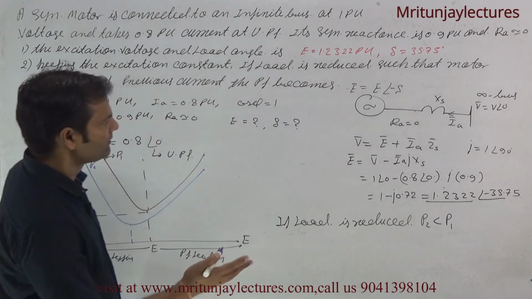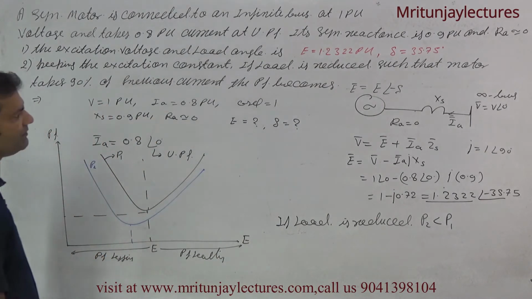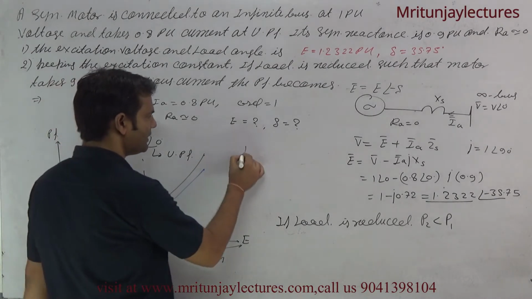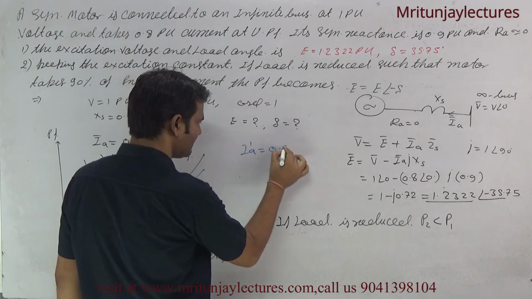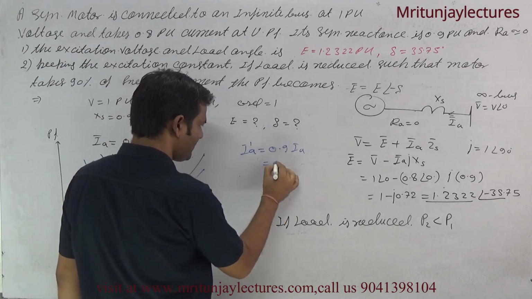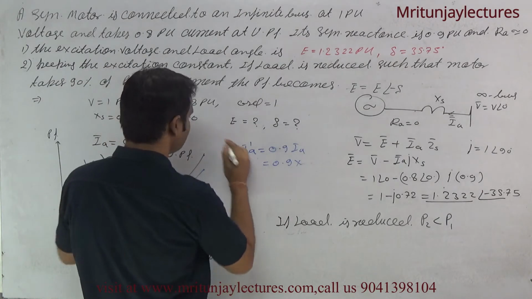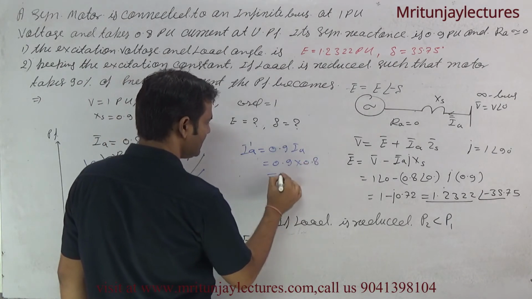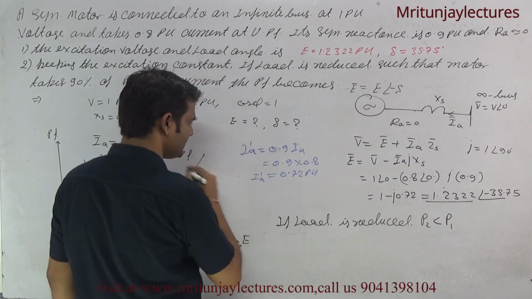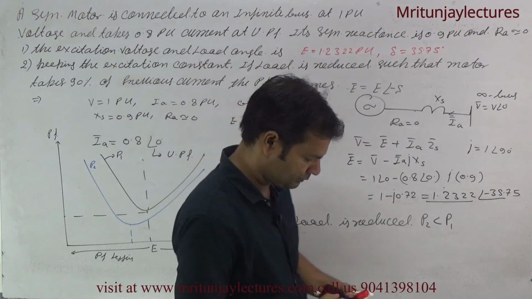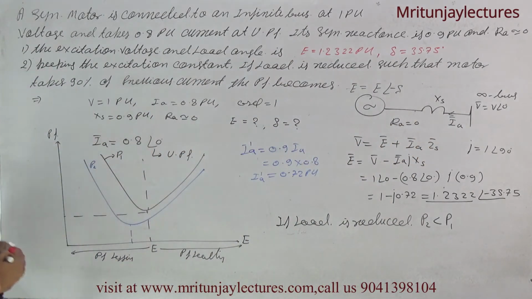Such that the motor takes 90% of the previous current. What about the current Ia dash? This is equal to 90%, that is 0.9 of Ia, which is 0.9 into 0.8, that is 0.72 pu. That is Ia dash. Clear?